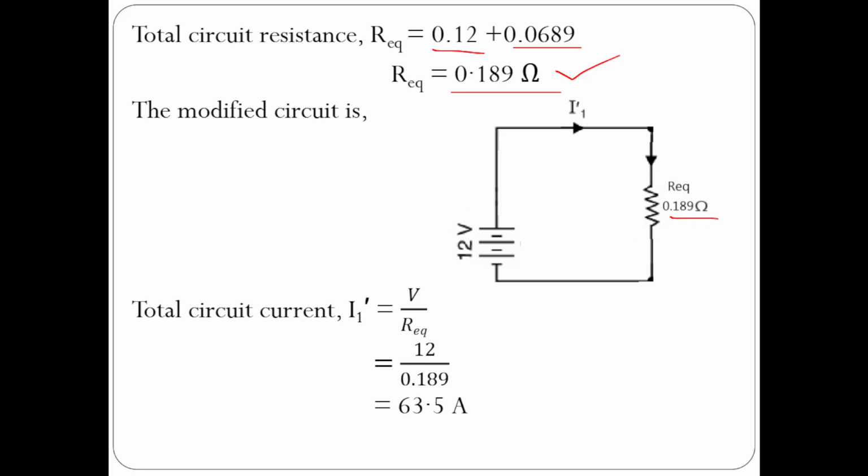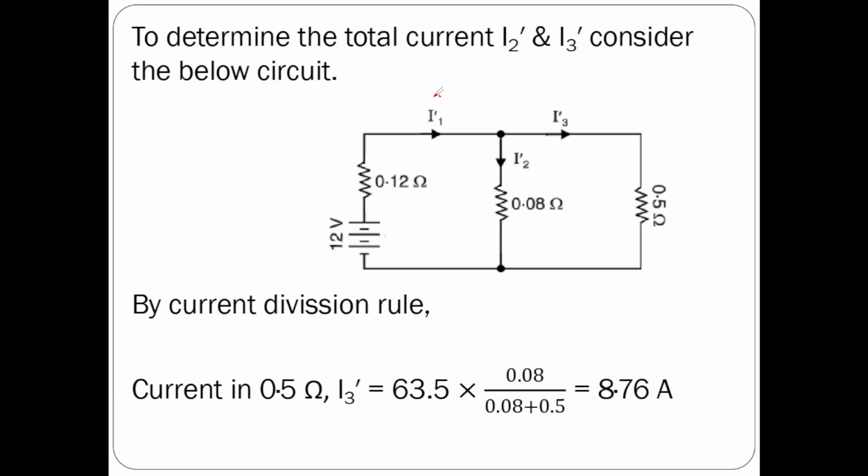Source voltage is 12 volts. Current here is I1 dash. So now 12 divided by 0.189. You just solve it, you will get 63.55 amperes. So I1 dash current is 63.55 amperes. Now I know I1 dash, I can determine I3 dash. I have determined the I1 dash value just now. I can determine I3 dash by the current division rule.